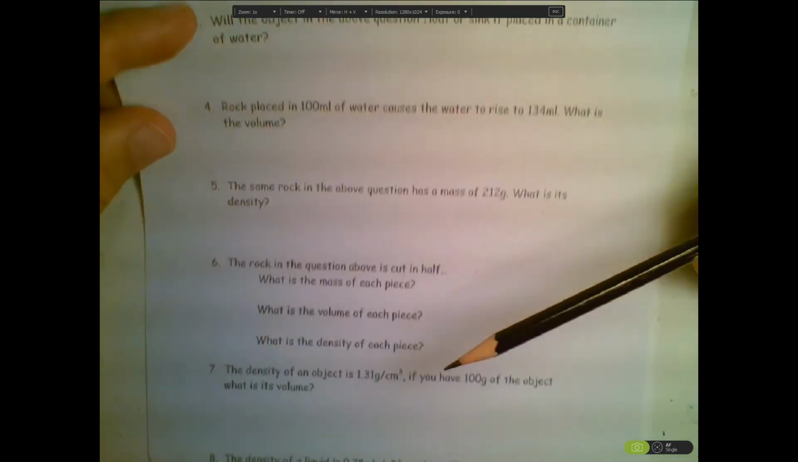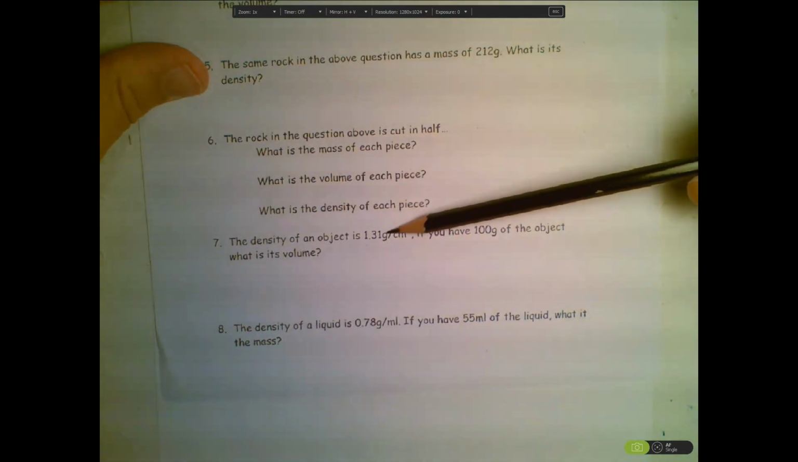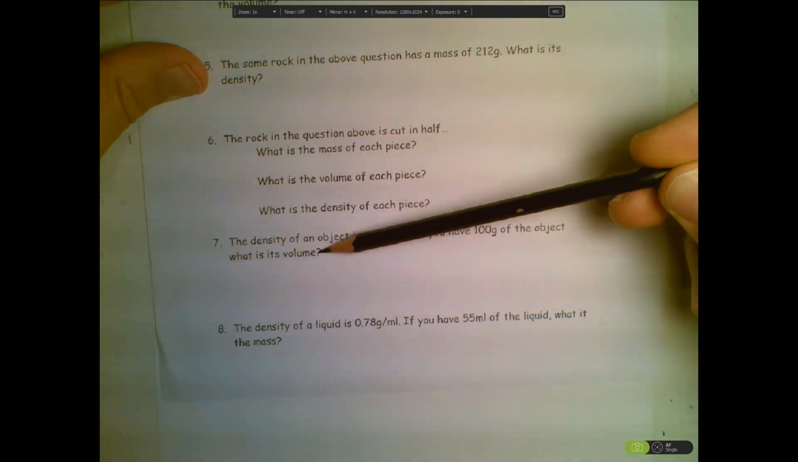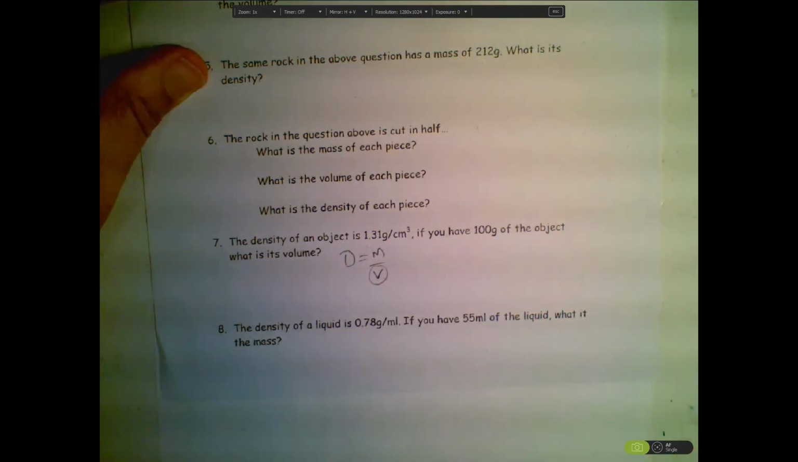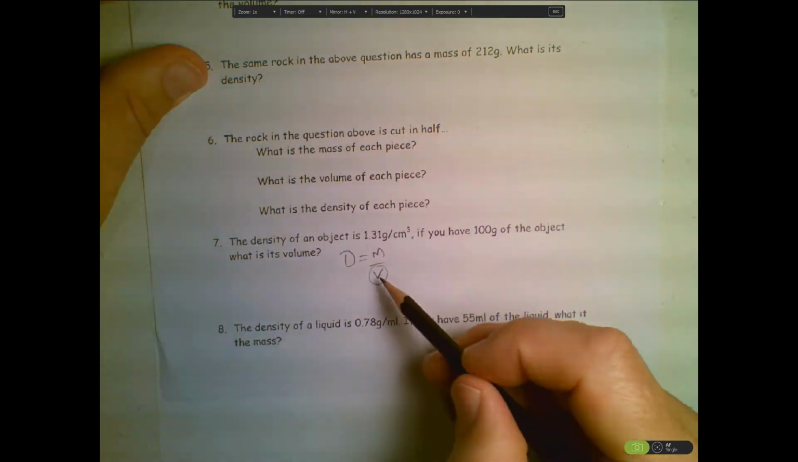So for number 7, it's a little bit different in the fact that the density is given to you. The mass is given to you. So you are looking for the volume. So it requires a little bit of algebra there. And if you don't like the algebraic way, density is mass over volume. We're looking for volume. That's our unknown, which means we need to get V by itself.